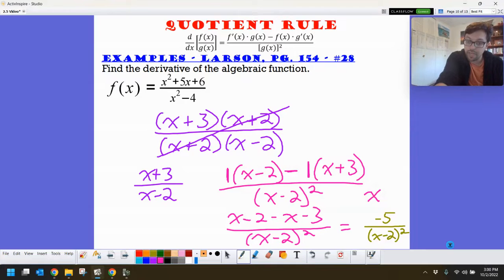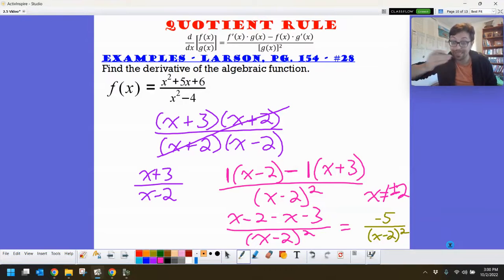It is still true that x cannot be plus or minus 2. We need to include that to say, hey, by the way, in our derivative, we still can't have plus or minus 2, even though I canceled out the minus 2 that had been there before. Cool.